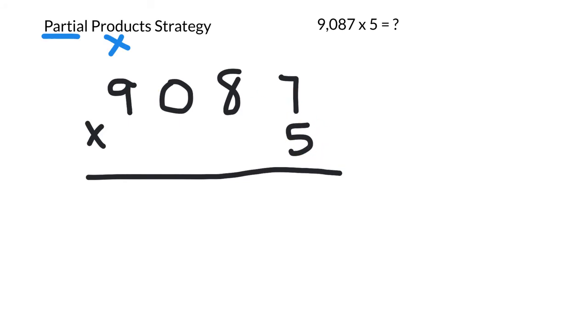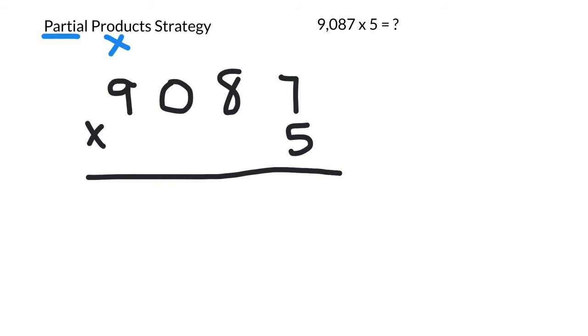Except in partial products, there's no carrying. You might be wondering, how could I do multiplication without carrying? Well, here's how it works. Instead of putting all of your numbers on one row, you're going to go step by step and create 4 rows. We have 4 numbers to multiply by the 5, so we're going to create 4 rows. So first of all, we will start with 5 times 7.